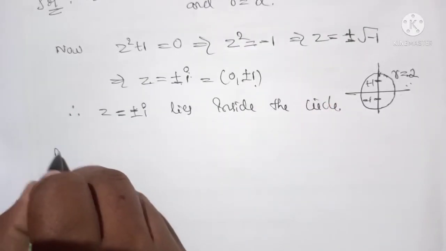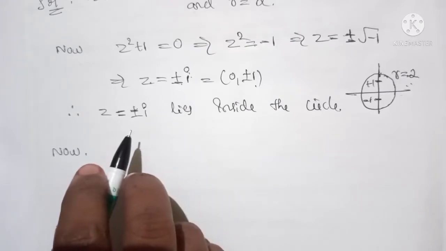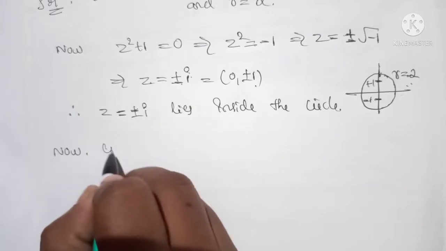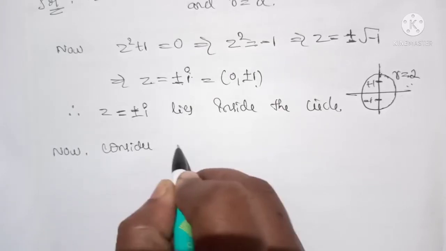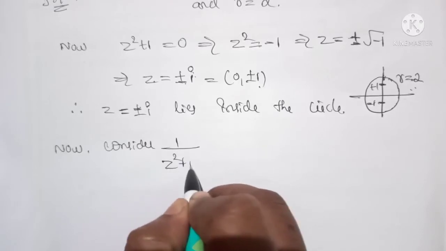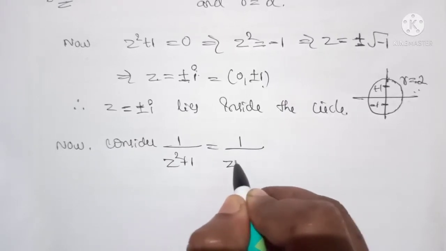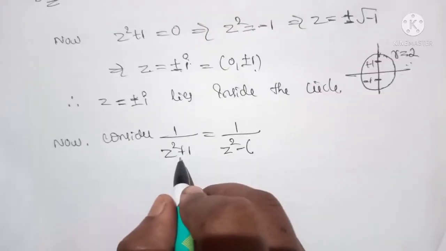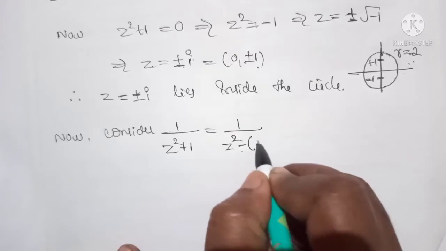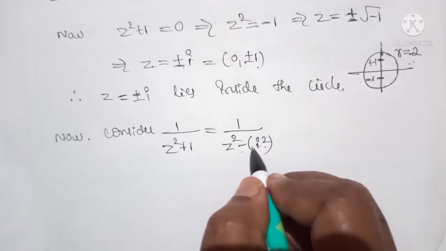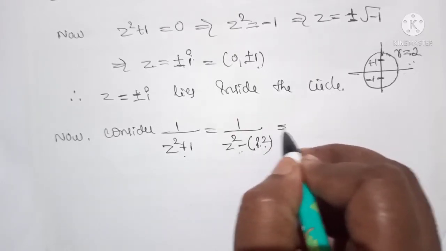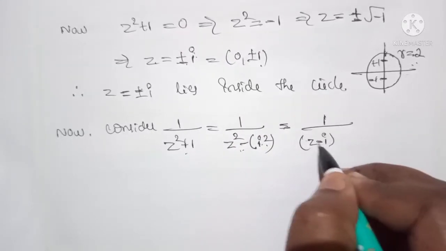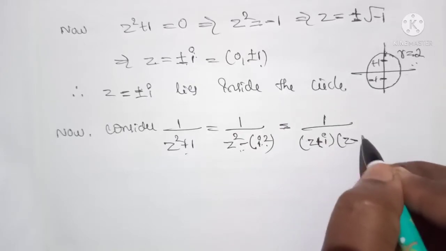Now the denominator we have is in the form z square plus 1. So consider 1 divided by z square plus 1. It can be written as 1 divided by z square minus i square, because i square value is minus 1, and minus into minus 1 we get plus 1. So as we have done in the last problem, we write it as z plus i, z minus i.